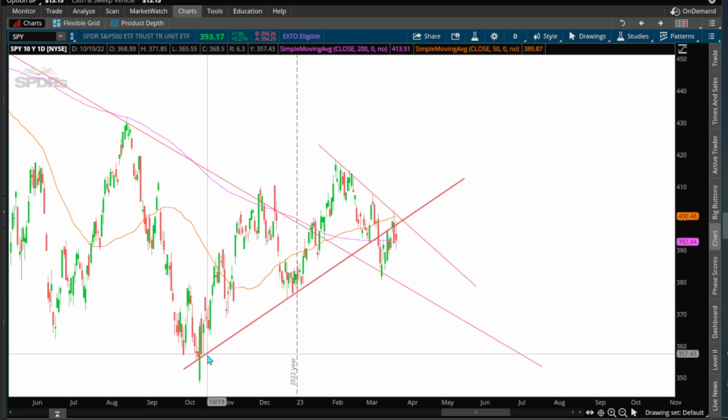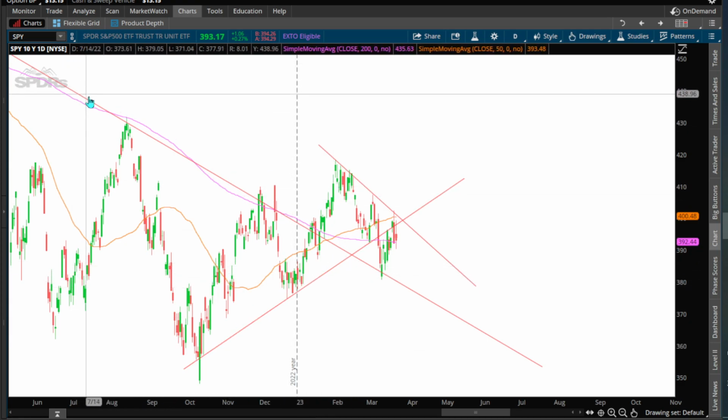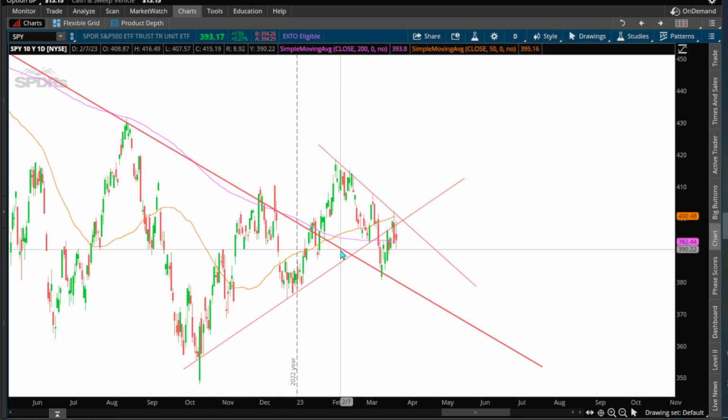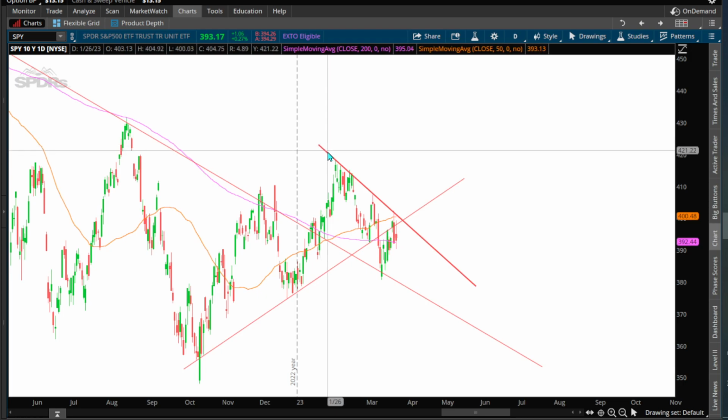We have this support trend line right here. We caught it right here. We consolidated, we ripped higher. We broke out of this strong downtrend line that we've been in for over a year. And then you can see that we built out this resistance trend line right here.